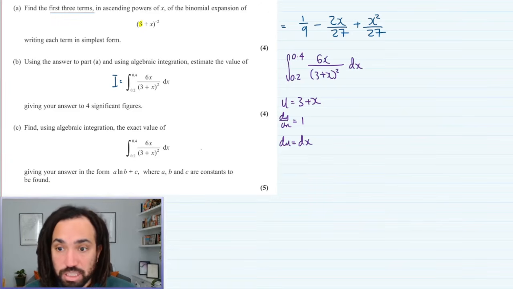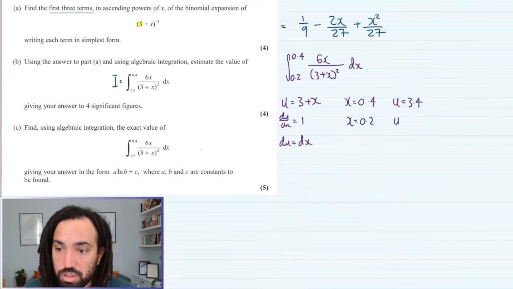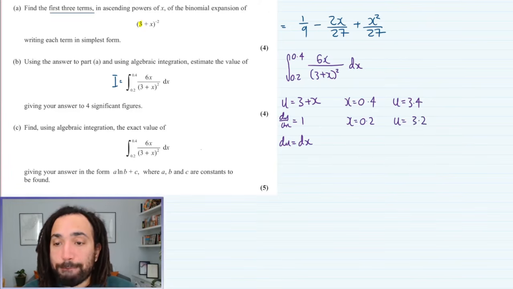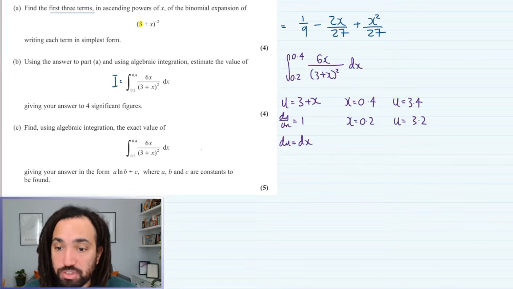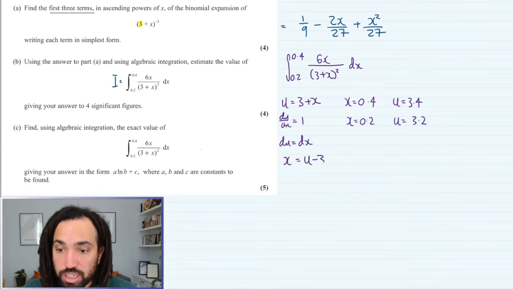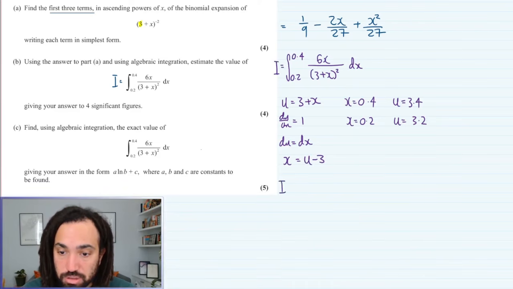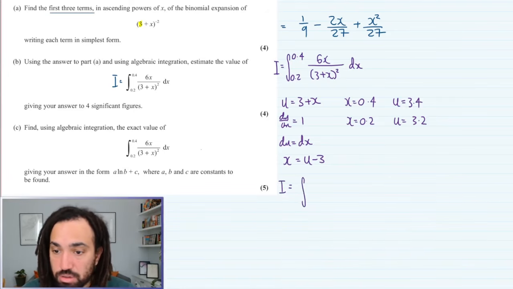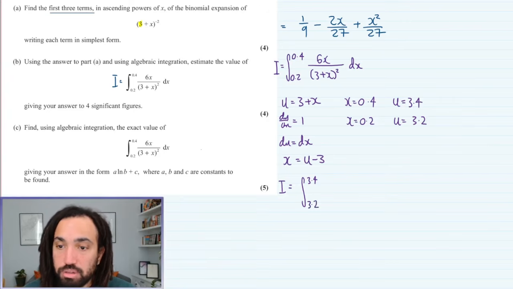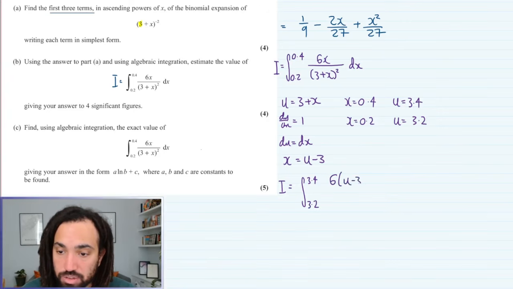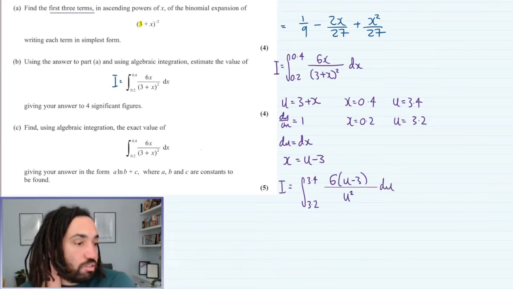It does mean that we need to change our limits, though, which is a bit annoying, but relatively straightforward because when x equals 0.4, u equals 3.4. And when x equals 0.2, u equals 3.2. Okay, and I think the last thing I'd want to do is just write that x is equal to u minus 3. Could be useful when we're substituting to the numerator. Fine, so this integral is equal to the integral from 3.2 to 3.4 of 6 lots of u minus 3, because it's 6 lots of x, over u squared. du gets swapped out directly for dx.